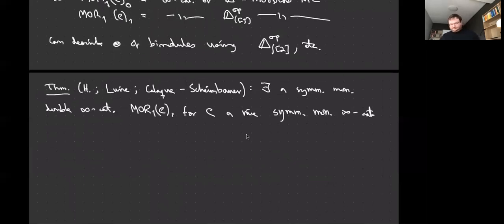So to give some justification for why this is an interesting structure, I thought I would say something about connections to topological quantum field theories next.